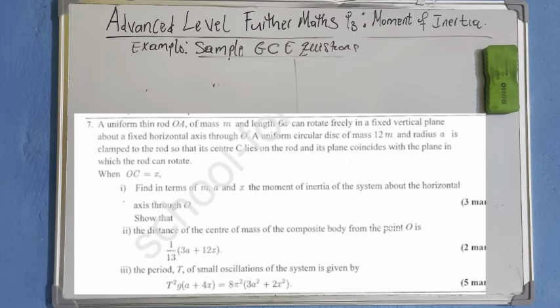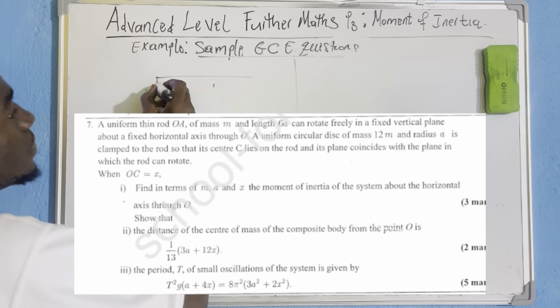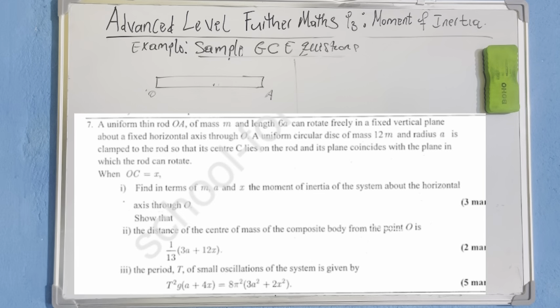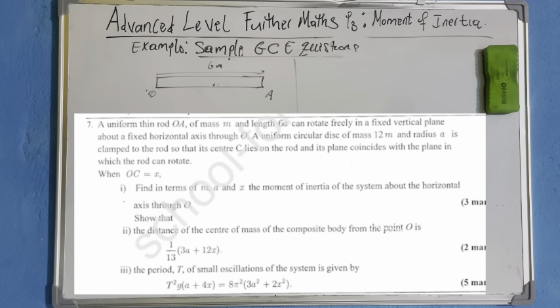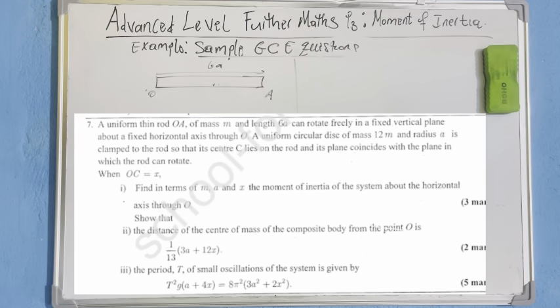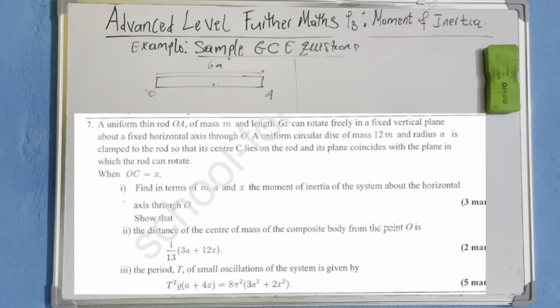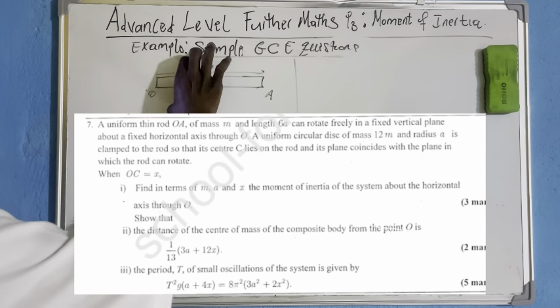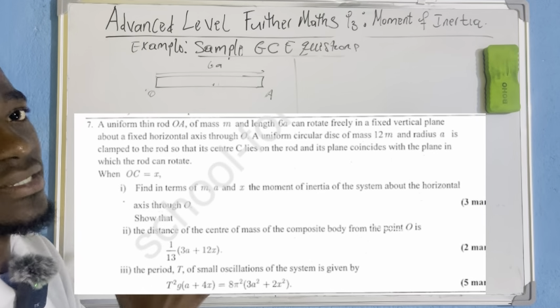Okay, I think this one is quite easy. I have a rod OA, and the mass of the rod is m. The length of the rod is 6a. It rotates freely in a fixed vertical plane about a fixed horizontal axis O. It means that the axis of rotation here is at O. A uniform circular disc of mass 12m and radius a is clamped to the rod so that its center C lies on the rod and the plane coincides with the plane in which the rod can rotate. It means that the disc and the rod are in the same plane and they coincide.